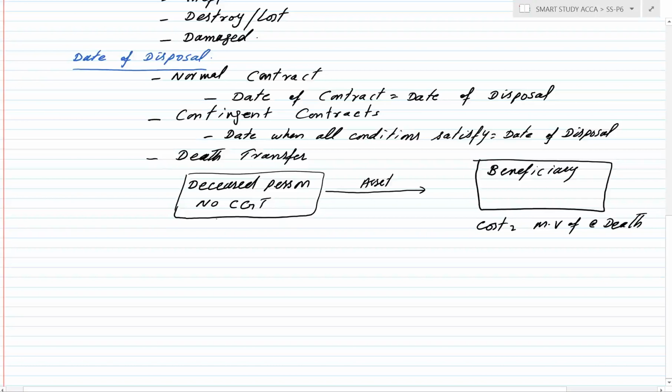For example, the deceased person owns a car and that car has transferred to his son on his death. So the market value of this car on death date of this individual will become the cost for the son. So market value at death date will become the cost for the beneficiary. And market value at death date of an individual of an asset is called probate value. So probate value is basically market value of an asset at death date of an individual.